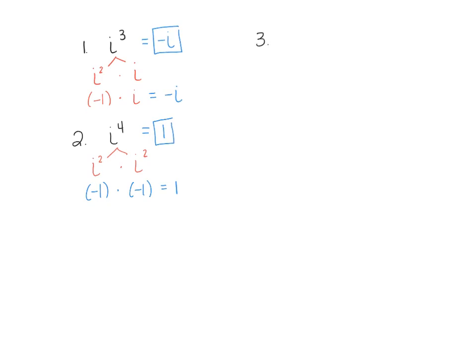So let's say we wanted i to the fifth. Well, we already know i to the fourth, we just figured it out. We can break this apart into i to the fourth times i. We figured out that i to the fourth was 1. So 1 times i is just i. So i to the fifth would be equal to i. So we can use smaller powers of i to figure out larger powers of i.